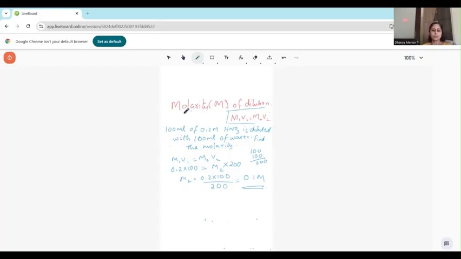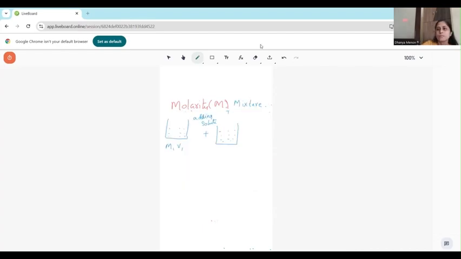Okay, so this is the molarity of dilution. We will be solving this when we do the past paper questions. Okay, now the next one.